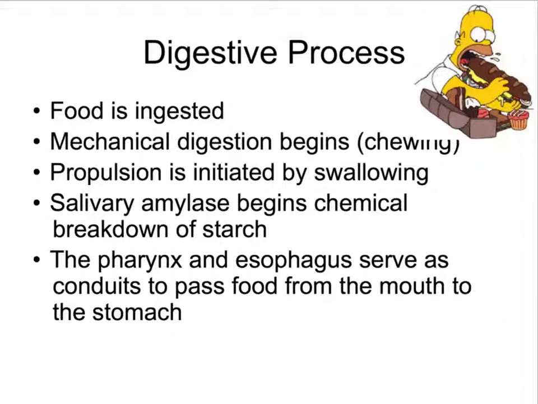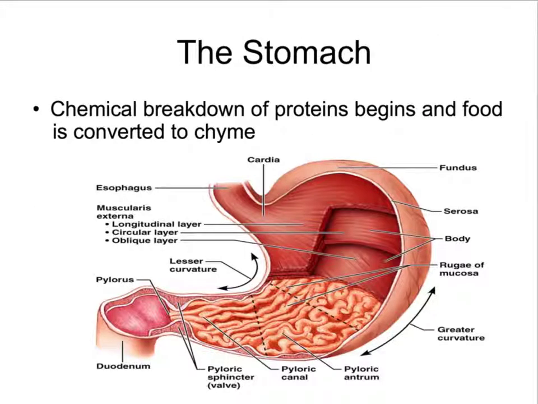So in the digestive process, basically food is ingested. Mechanical digestion begins immediately with chewing. You also have some chemical digestion happening as the salivary amylase mixes with the food. Propulsion is initiated by swallowing. The pharynx and esophagus serve as conduits to pass the food from the mouth to the stomach. And in the stomach, you've got chemical breakdown of proteins, and the food is basically converted to chyme.